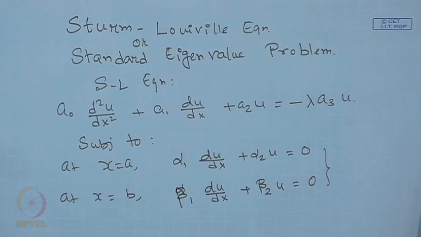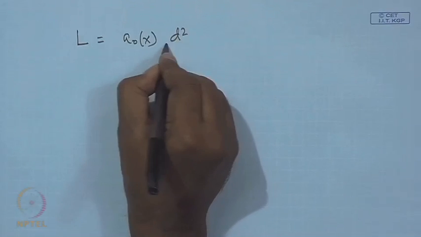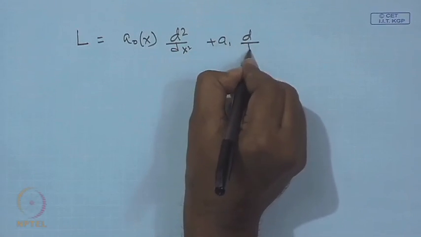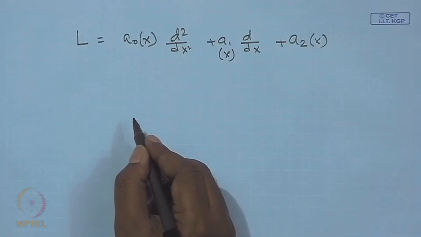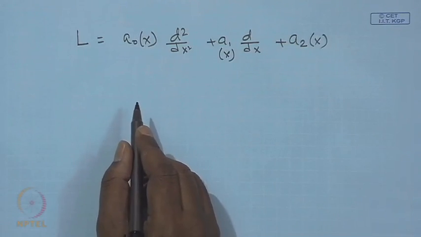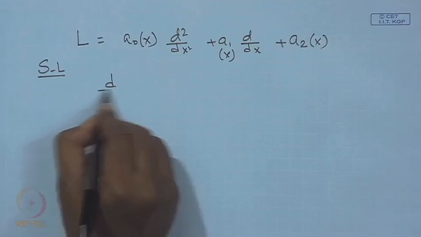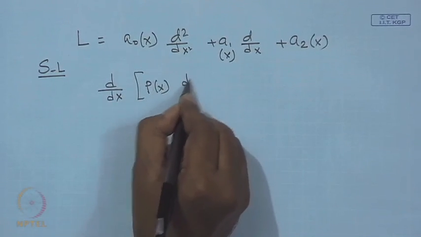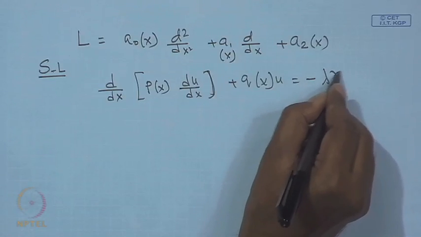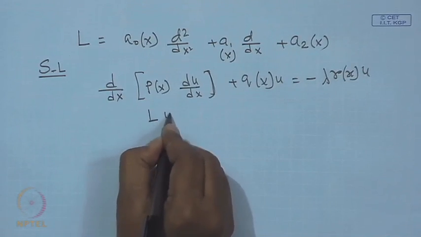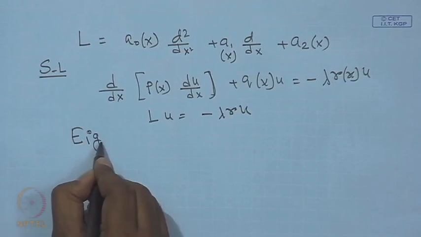So, we can look into the operator. The operator in this problem is nothing but a 0 d²/dx² plus a 1 d/dx plus a 2. Both a 0, a 1, a 2 are functions of x, and this equation can be written in this form. Already we have seen that a Sturm-Liouville equation can be written in this form: d/dx of p of x du/dx plus q of x u is equal to minus lambda r of x times u. So, L u is equal to minus lambda r u. This is a standard eigenvalue problem in a continuous domain.